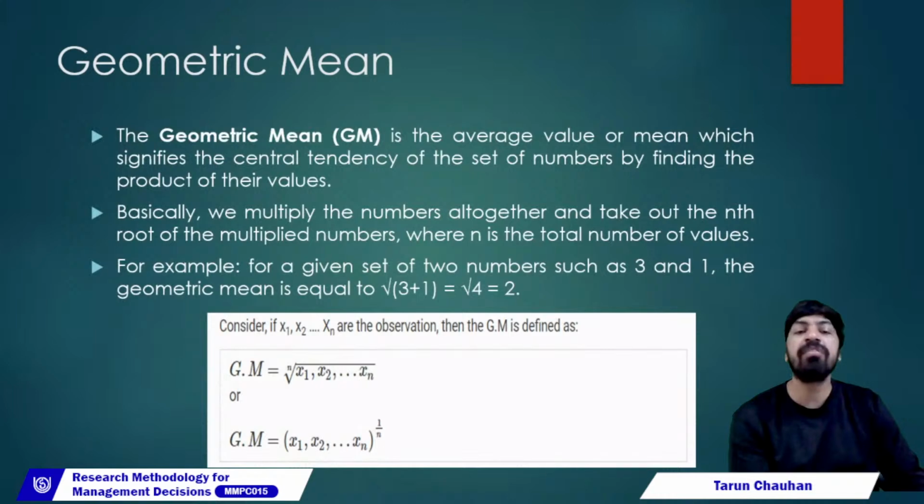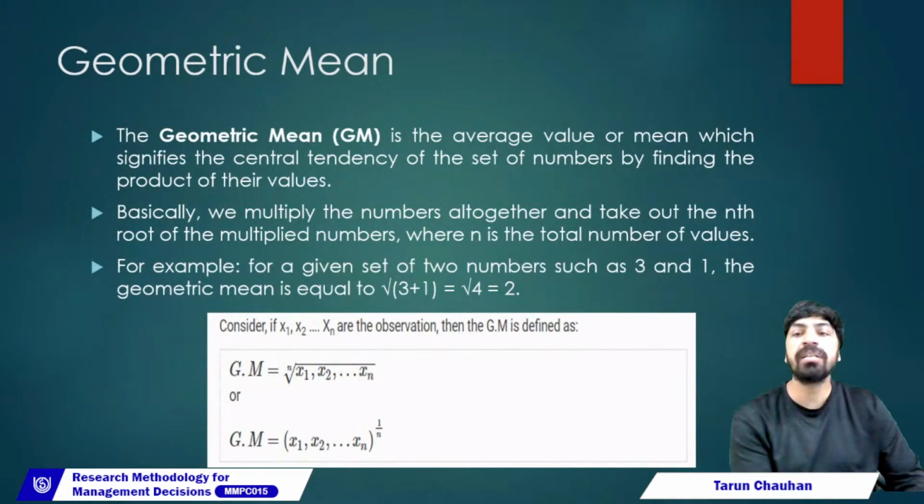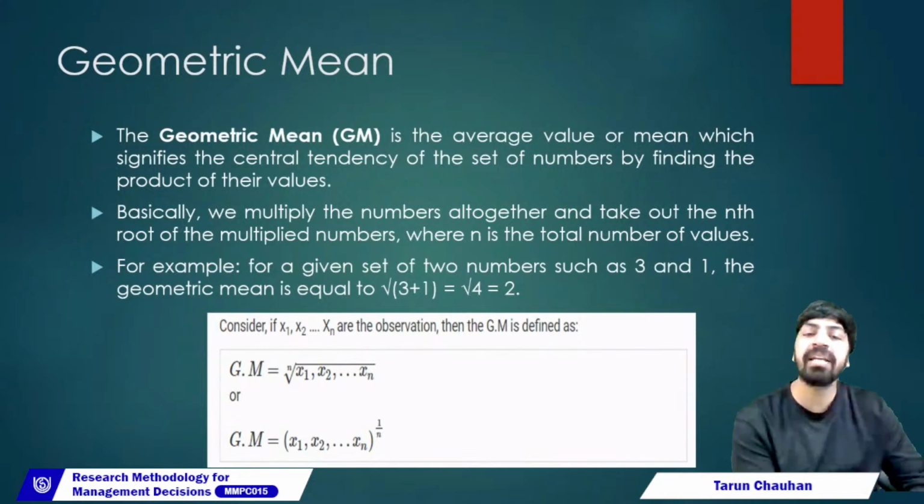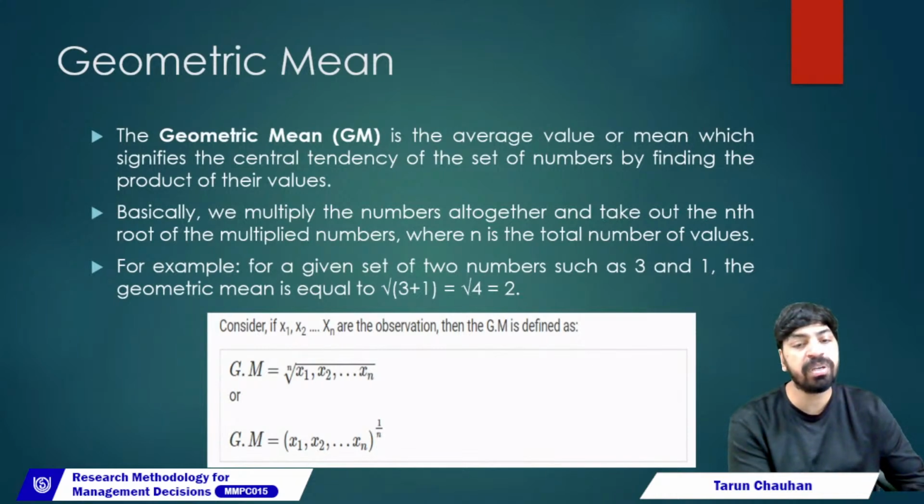So for example, for a given set of two numbers, 3 and 1, you take the product and then take the square root, and that's called the geometric mean. So whether you multiply the numbers, you just find the square root, and that's called geometric.